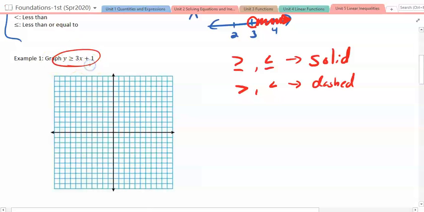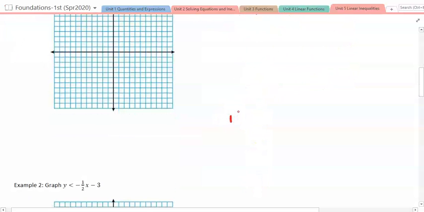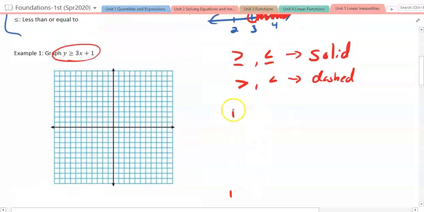So here we have y is greater than or equal to 3x plus 1. Let's talk steps. Step 1: graph it like it is an equation.